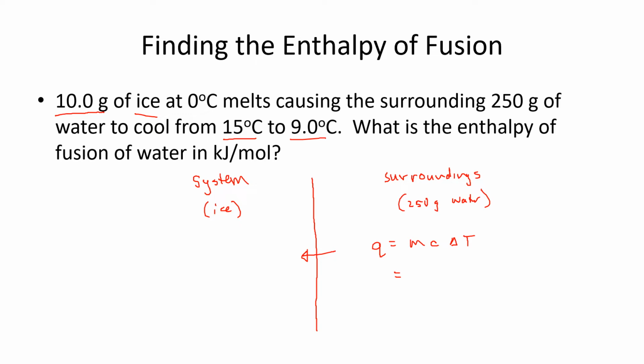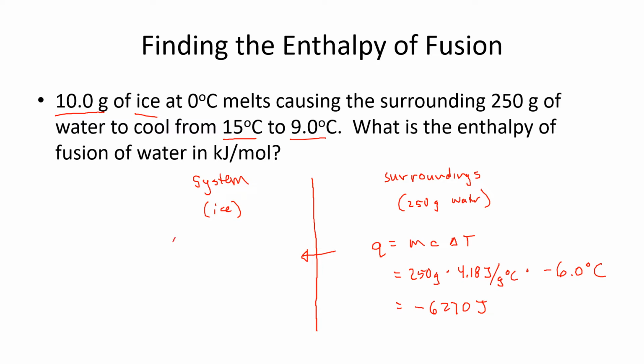So the energy that the surroundings lost was, we have 250 grams. We know that the heat capacity of water is 4.18 joules per gram per degree Celsius. And we know that the temperature change was from 15 to 9 degrees, so that's -6 degrees Celsius. So if we work that out, 250 times 4.18 times -6, and you get -6270 joules.